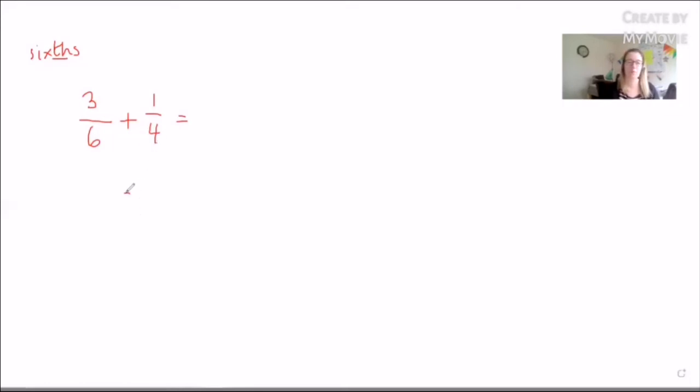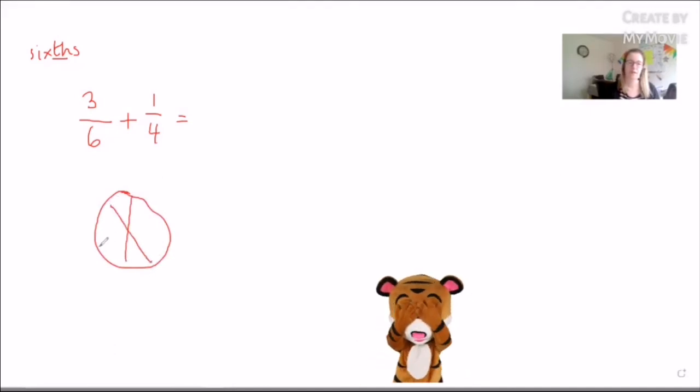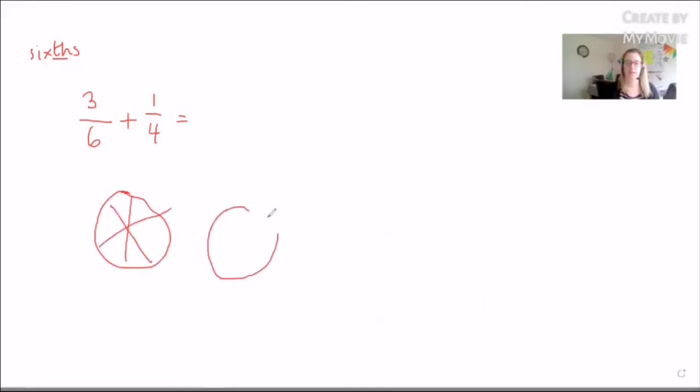So for example, if you've got a pizza, a bit of a wonky shaped pizza, that has 6 pieces, and you've got a pizza that's in quarters, and you took 3 of those and 1 of those. It's not really fair, is it? Fractions have got to be fair when we're adding them. Let's undo the last few things that I did. There we go. Okay.